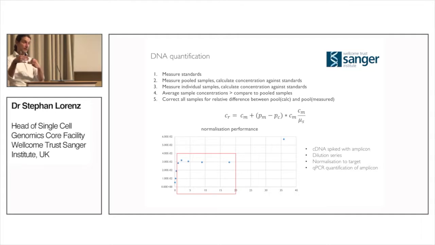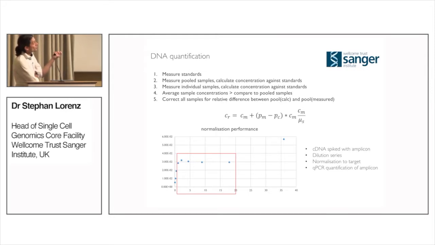We then measure all 8 plates of our individual samples, again calculate the concentration. And then we calculate the average sample concentration on the sample plates. And in theory, if you have no drift between your plates, the calculated standard should match the actually pooled sample standard. That's never the case, so there's always slight differences.